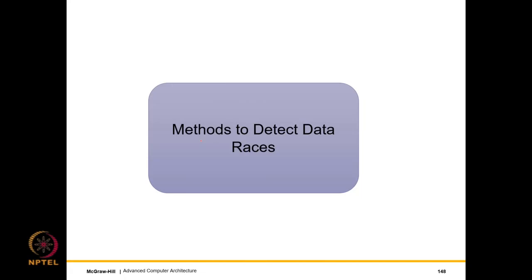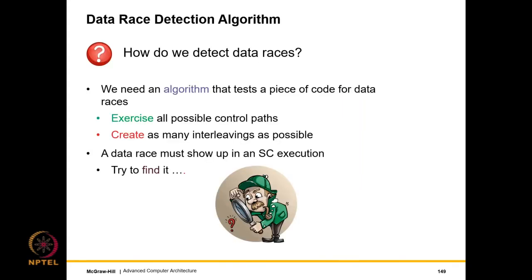If you would have looked at the previous lecture, you would have realized that a data race is an inherent property of a program regardless of the memory model. So the aim is to find a data race in a program. The question is, how do we detect data races? What we need is an algorithm that tests a piece of code for data races.